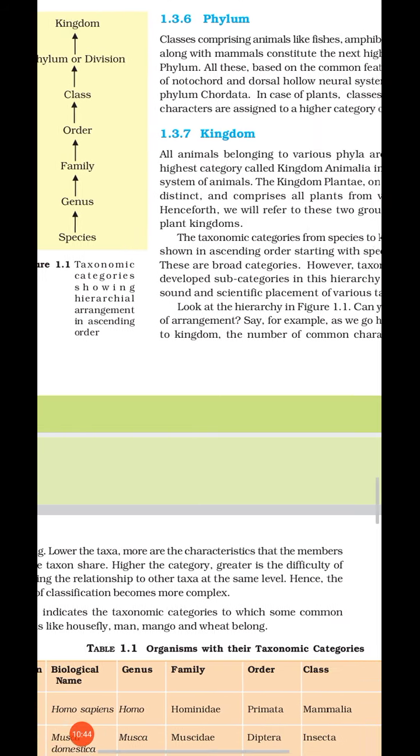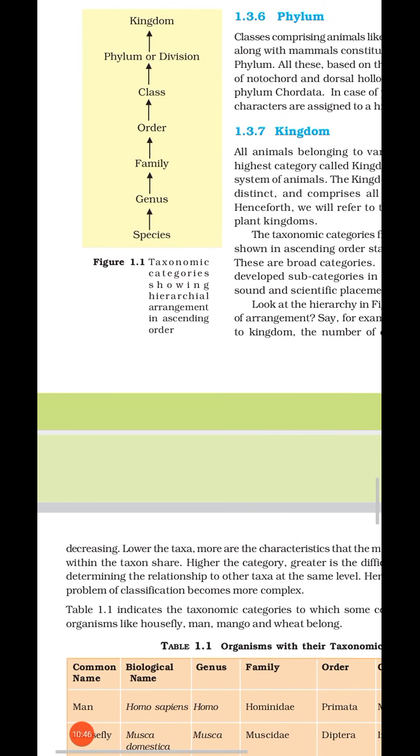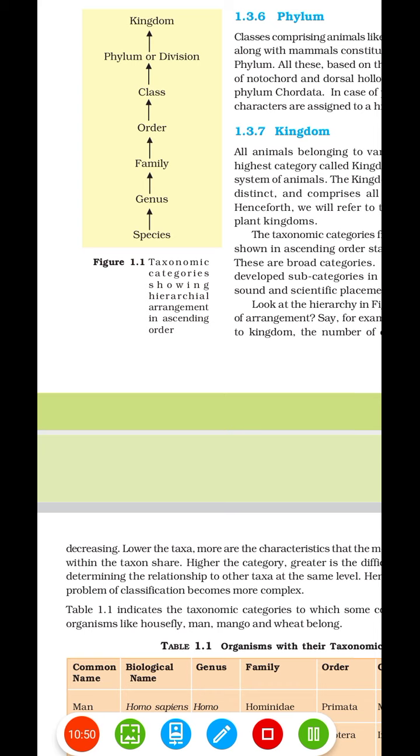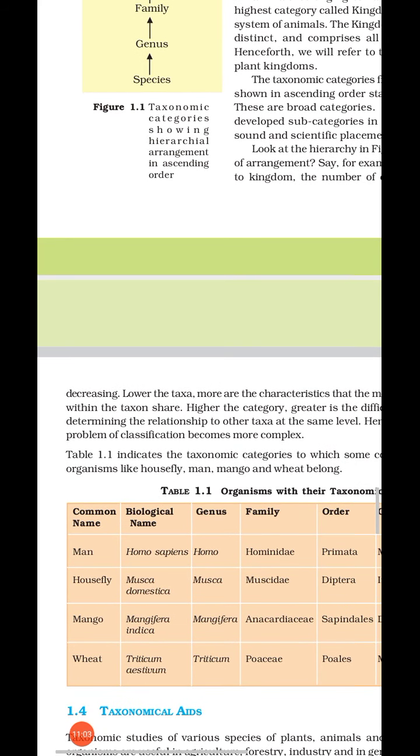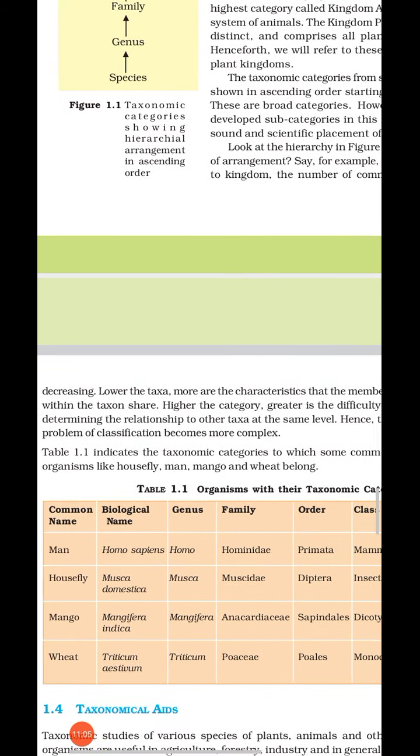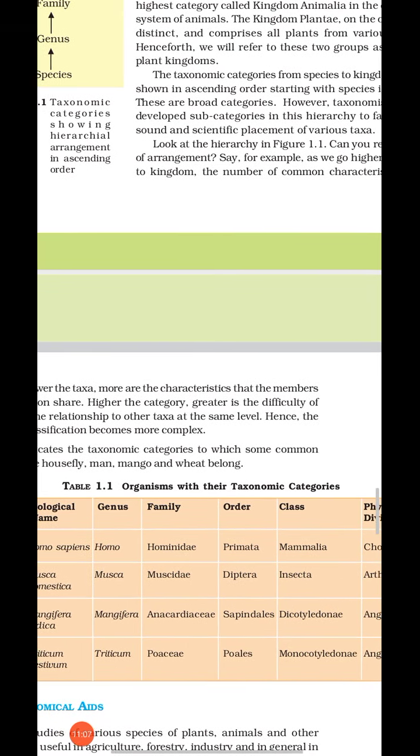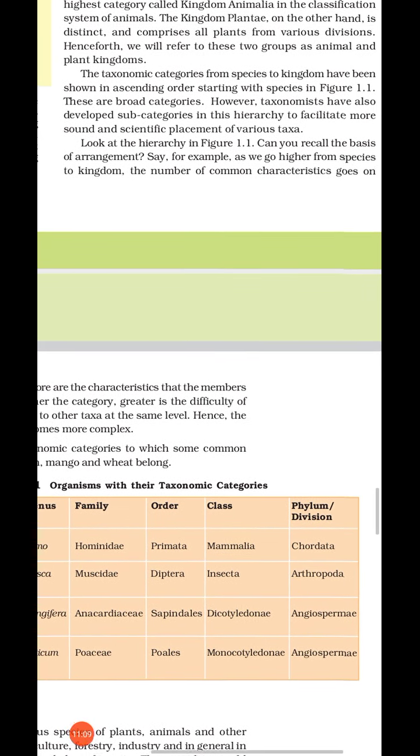Okay, then like this you can see the categories in the hierarchy of classification. So what are they? Species, genus, family, order, class, phylum or division, and finally the kingdom. Okay, so let's study some of the organisms with their taxonomic categories.